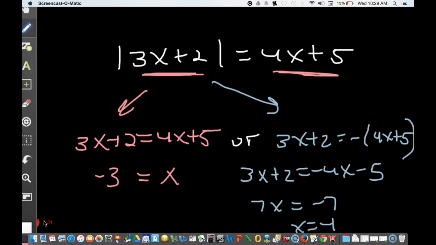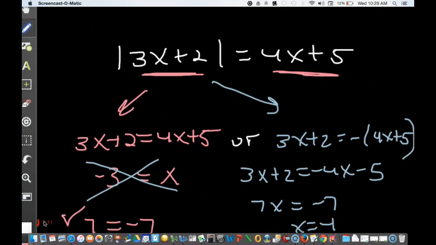Now, what can happen is both of them check, one of them checks, or none of them checks. Okay, so let's do a mental check right now on the negative 3. If I plug negative 3 in on the left, I'm going to get 3 times negative 3 is negative 9, plus 2 is negative 7. The absolute value of negative 7 is 7. If we go to the right side, 4 times negative 3 is negative 12, plus 5 is negative 7. Doesn't check. This is an extraneous root.